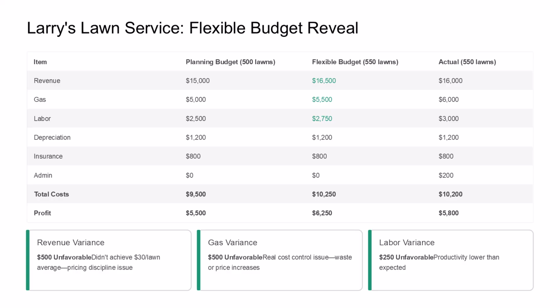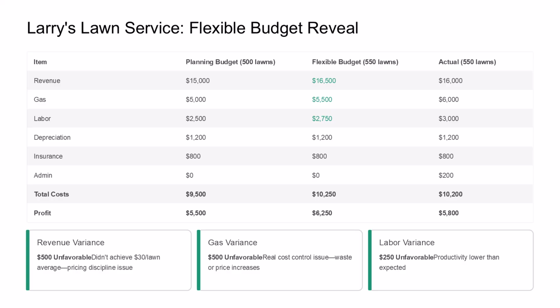For gas costs, at $10 per lawn variable cost, 550 lawns should cost $5,500. Larry's actual gas cost was $6,000. Now we have a clear $500 unfavorable spending variance on gas. That's a real cost control issue. Maybe gas prices went up. Maybe the mowers were inefficient. Maybe there was waste. But it's a genuine variance isolated from volume effects.